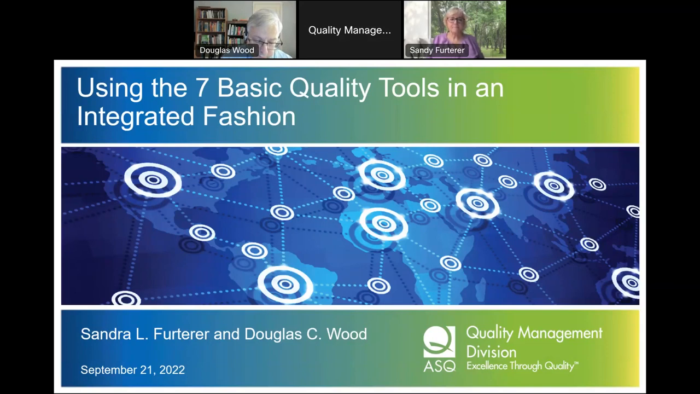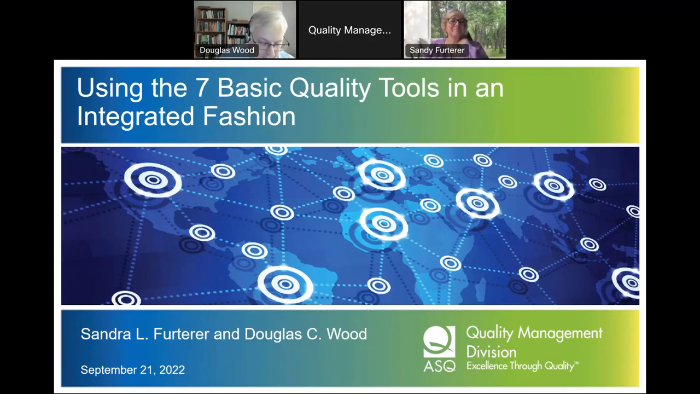Dr. Fitterer has over 25 years of experience in business process and quality improvements. She's an ASQ certified manager quality / organizational excellence. She also has a certified Six Sigma Black Belt. She has a CQE from ASQ, and she's an ASQ fellow. And she also is a certified Six Sigma Master Black Belt.